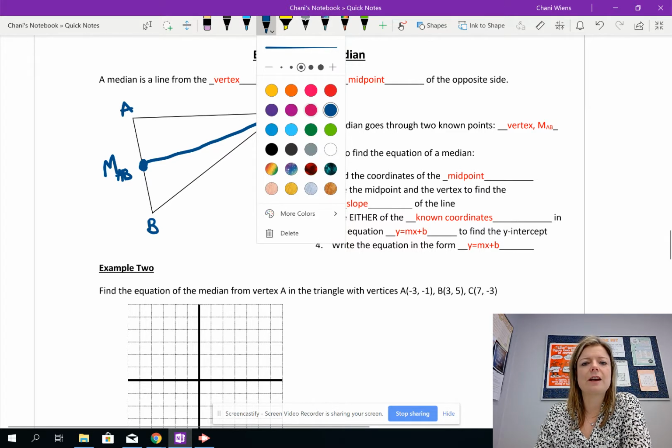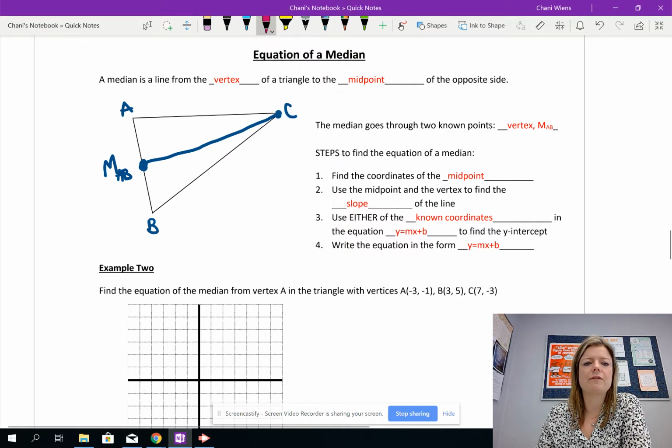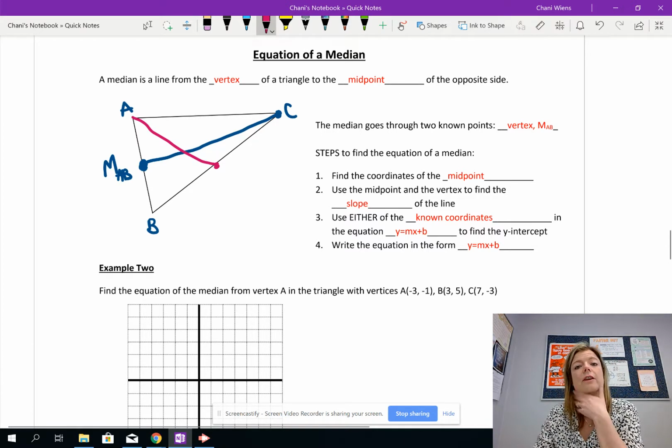Okay, now just for fun, I could also show you, you could find the midpoint of BC, and then you could draw another median from A to there, okay? And you could do a third one from the midpoint of AC down to B. So every triangle has 3 medians. So we are going to actually figure out how we find the equation of a median.